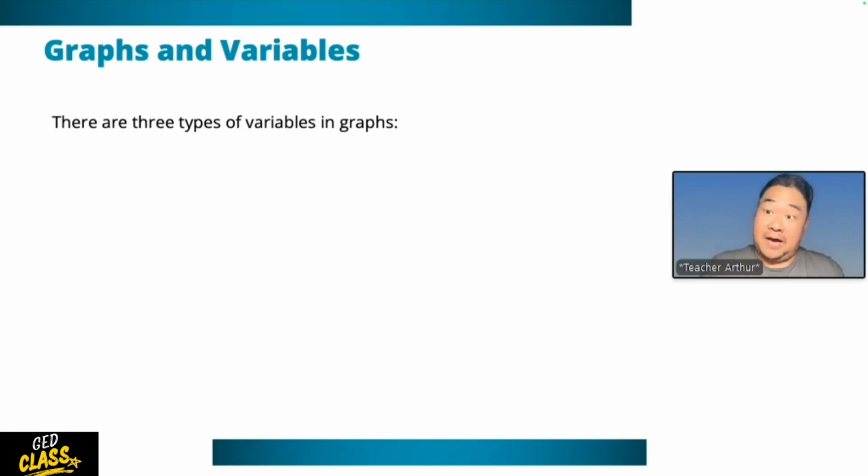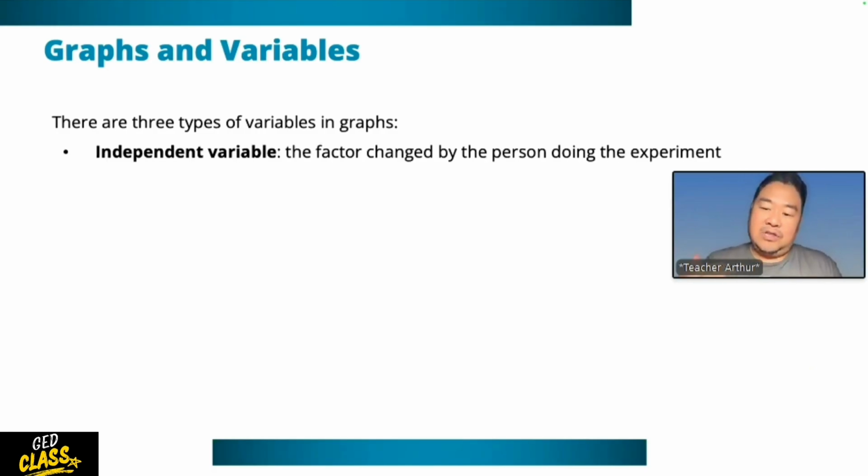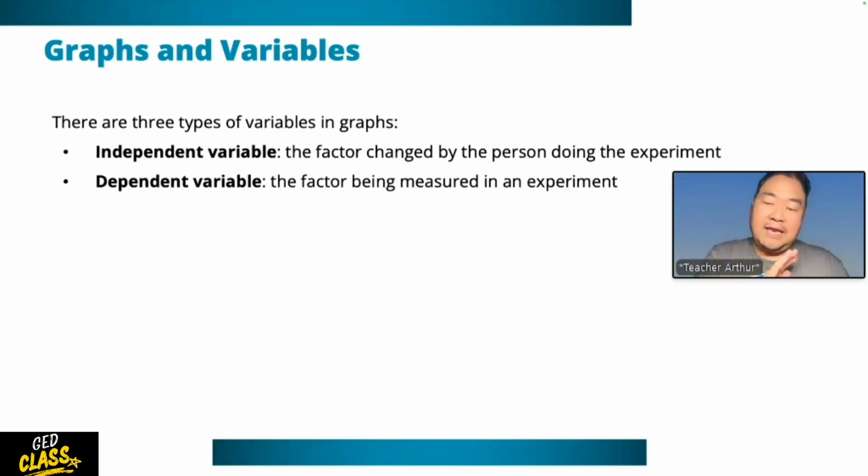Again, the other type of visual data: graphs, tables, charts, and all that stuff. When you're looking at these graphs or tables, especially in the context of social studies, if any of you have attended any of the science lessons, you're probably familiar with these terms as well, right? Independent variable versus dependent variable. The independent variable is the factor that's being changed by the person doing an experiment or study. The dependent variable is the factor that's being measured in an experiment, right?